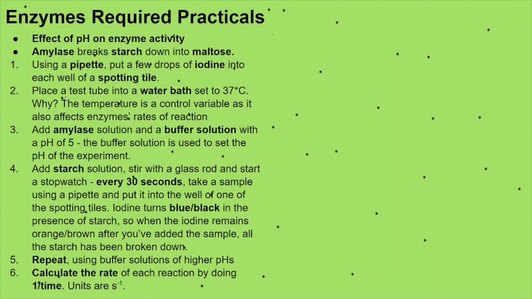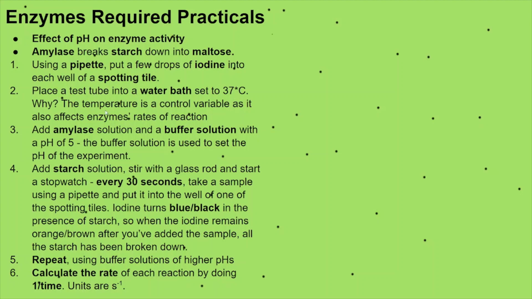So then we're going to set up the actual experiment. So we're going to place a test tube into a water bath set to 37 degrees, which is the optimum enzyme temperature. And why do we do this? Because the temperature is a control variable. We don't want our enzymes to denature due to too high temperatures or not work as fast.